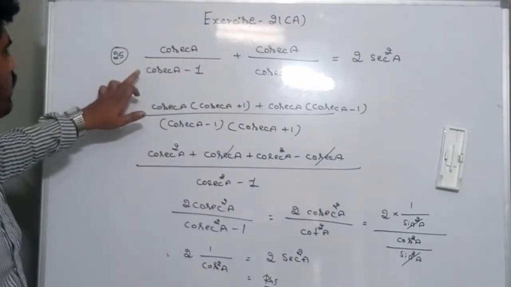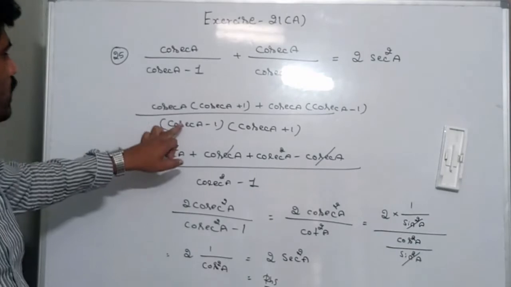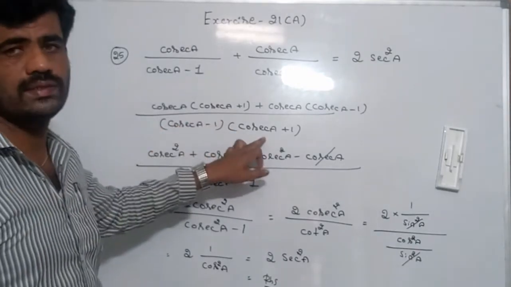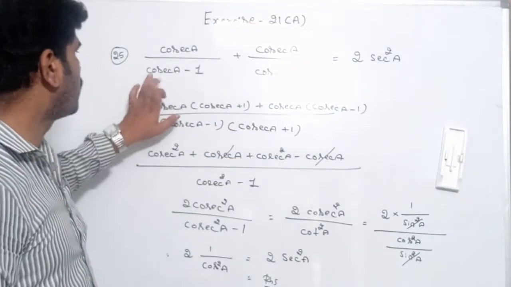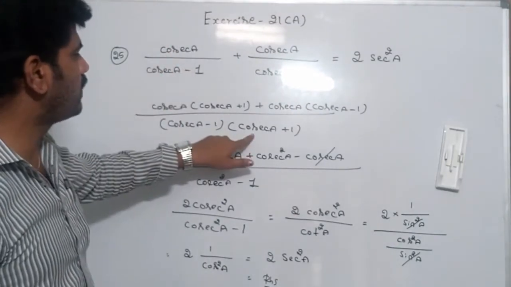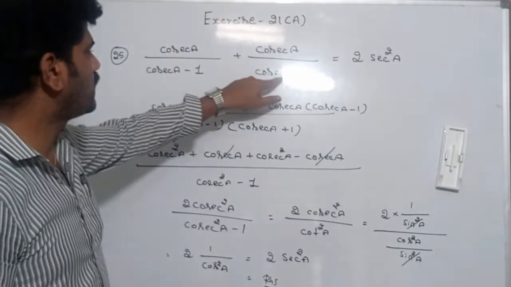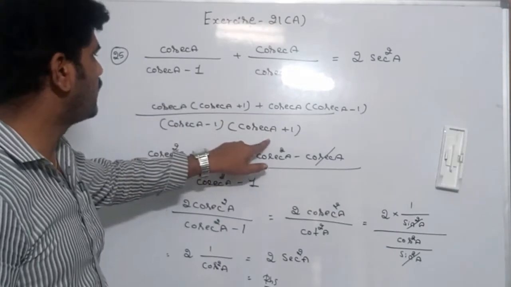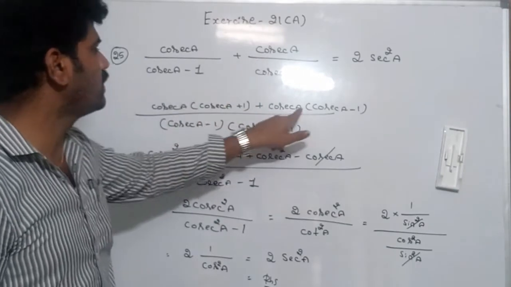First, what I did here, I have taken the LCM. Cosecant A minus 1 into cosecant A plus 1 is the LCM. Then cosecant A minus 1 and cosecant A minus 1 get cancelled. Then cosecant A into cosecant A plus 1, plus cosecant A plus 1 and cosecant A plus 1 get cancelled. Then cosecant A into cosecant A minus 1 I wrote here.